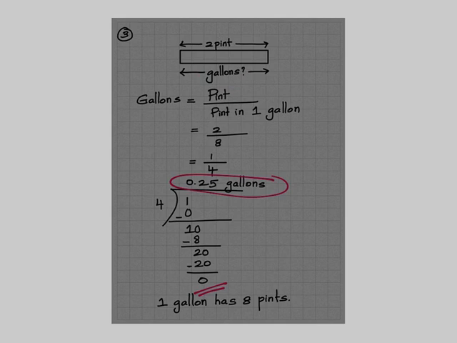We found that 2 pints has 0.25 gallons in it. Or 2 pints equals 0.25 gallons.